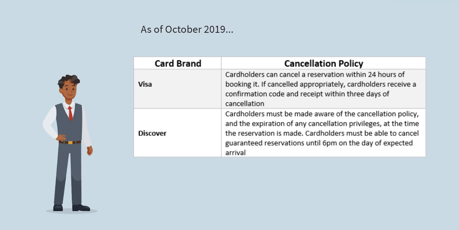Visa allows customers to cancel a reservation within 24 hours of booking it. If canceled appropriately, cardholders need to get a confirmation code and receipt within 3 days of cancellation.